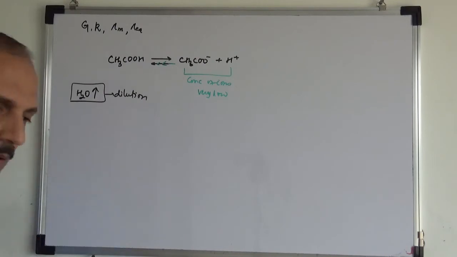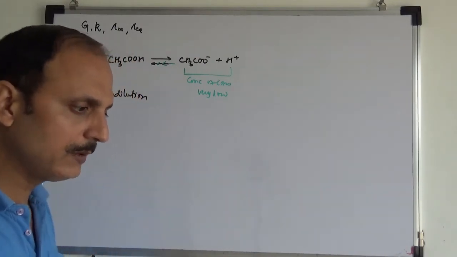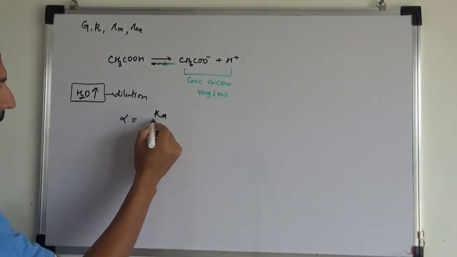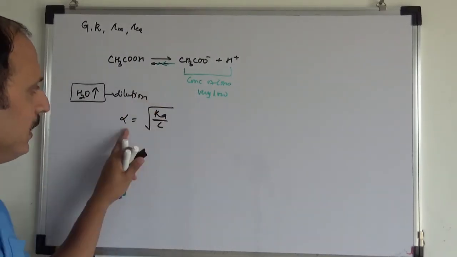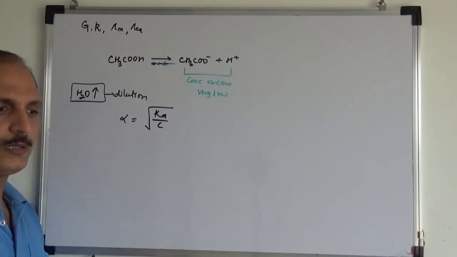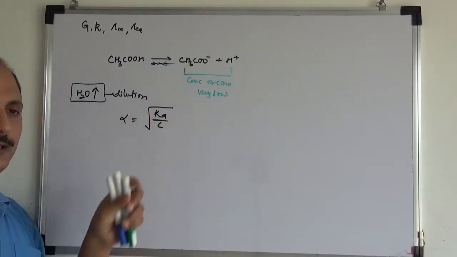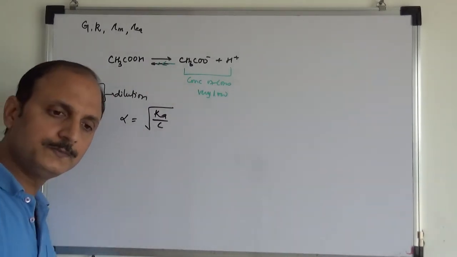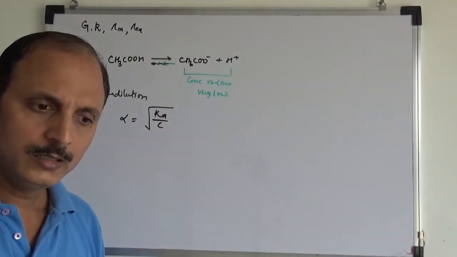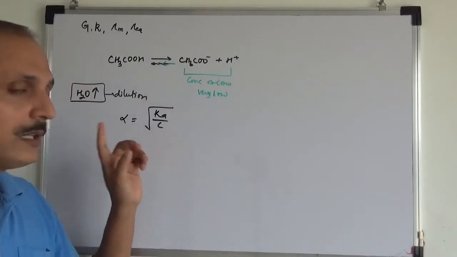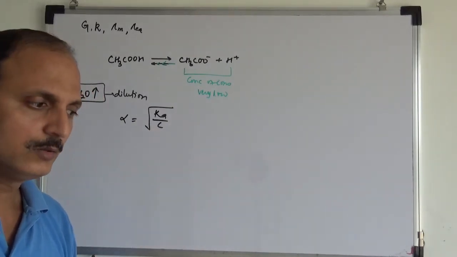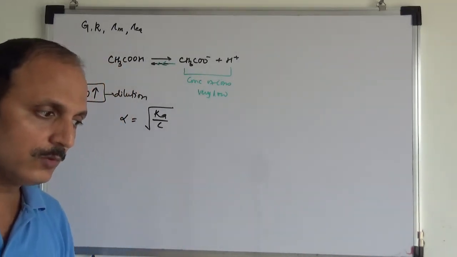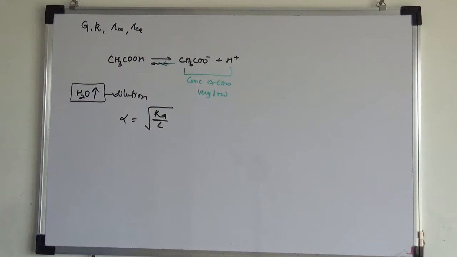If we are adding water, if we are diluting this, what will happen? If you remember the Ostwald law of dilution, for a weak electrolyte the degree of dissociation is the square root of K by C. As you are diluting the solution, the concentration is going to decrease, so the dissociation of the weak electrolyte will increase. So if dissociation increases, what will happen?